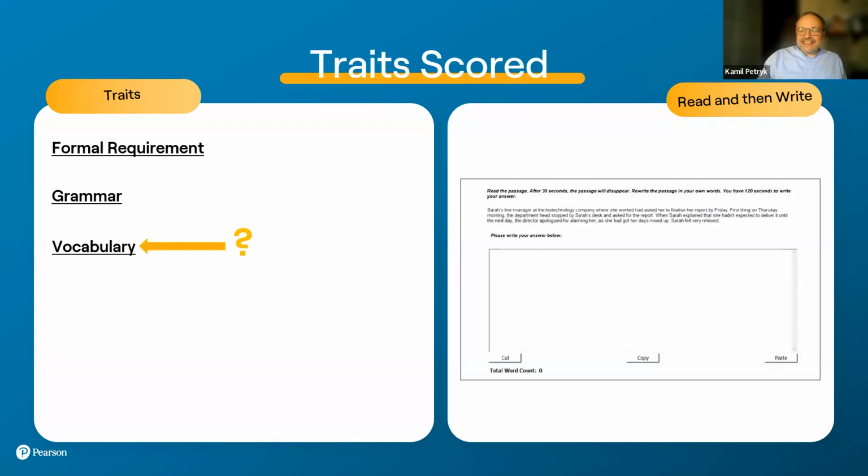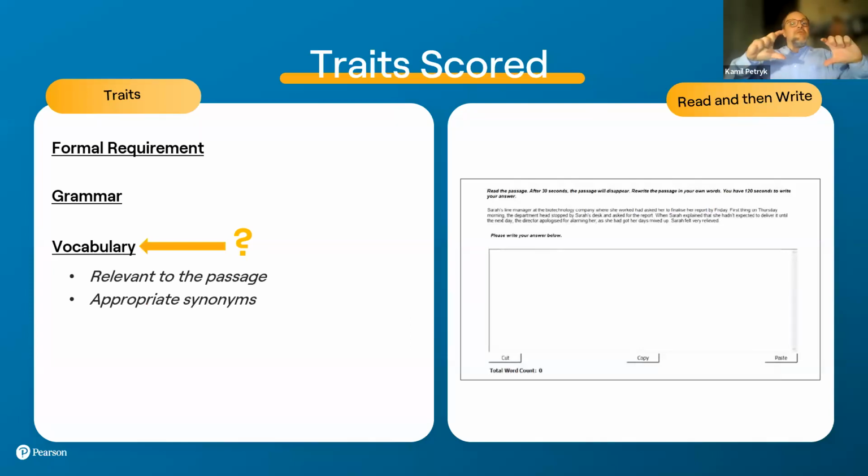For this task, content words, collocations, target language. For this task, the focus will be especially on the words that are relevant for the passage, and the appropriate synonyms, because they reconstruct. So naturally, they should use a lot of paraphrased sentences or a lot of synonyms based on what they have read. So this will be the focus when it comes to vocabulary.